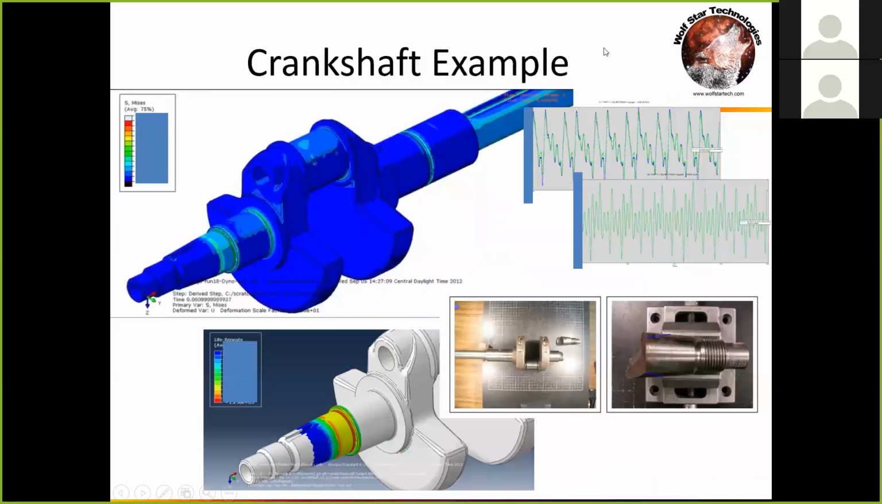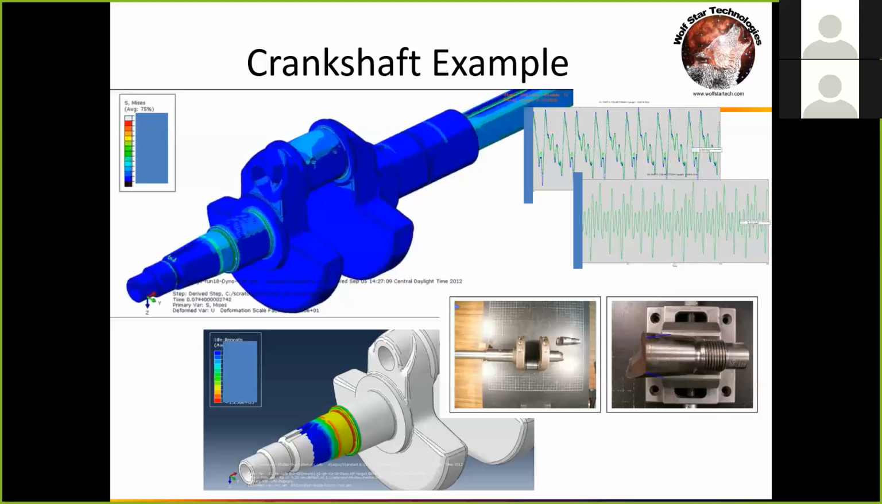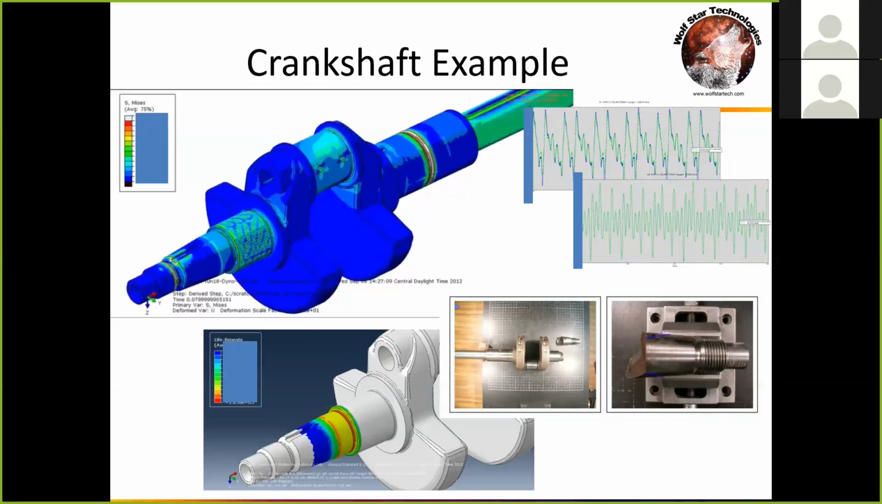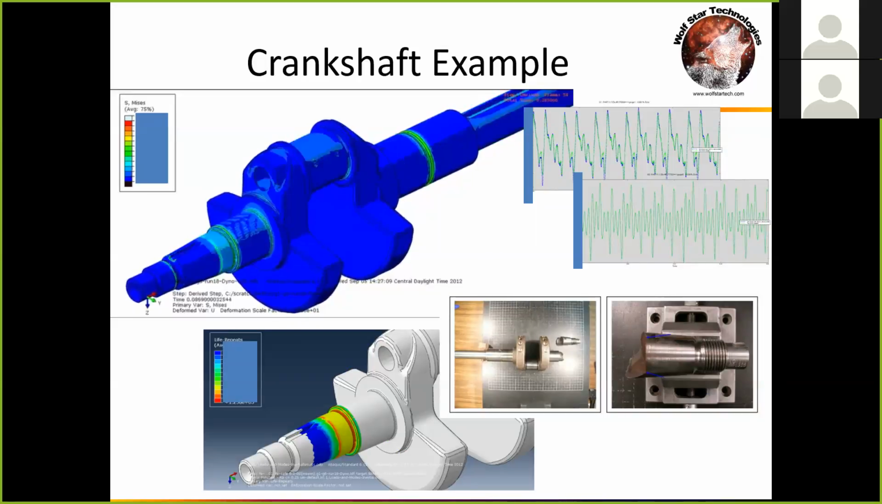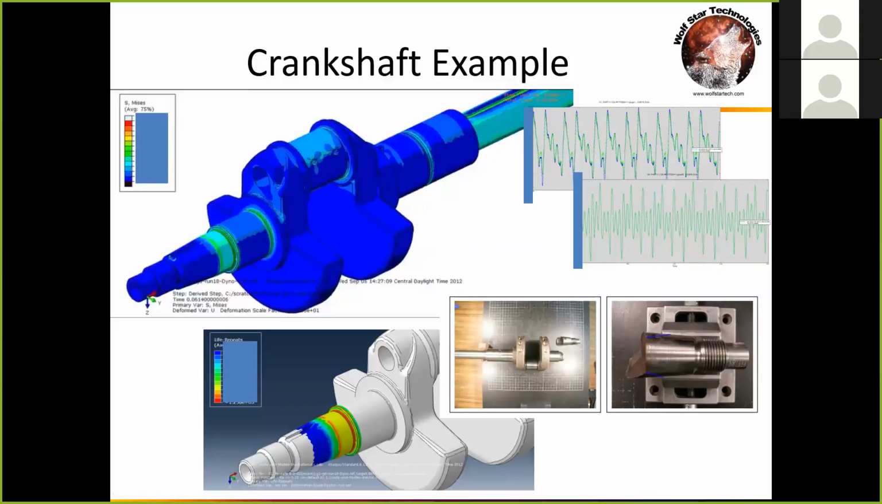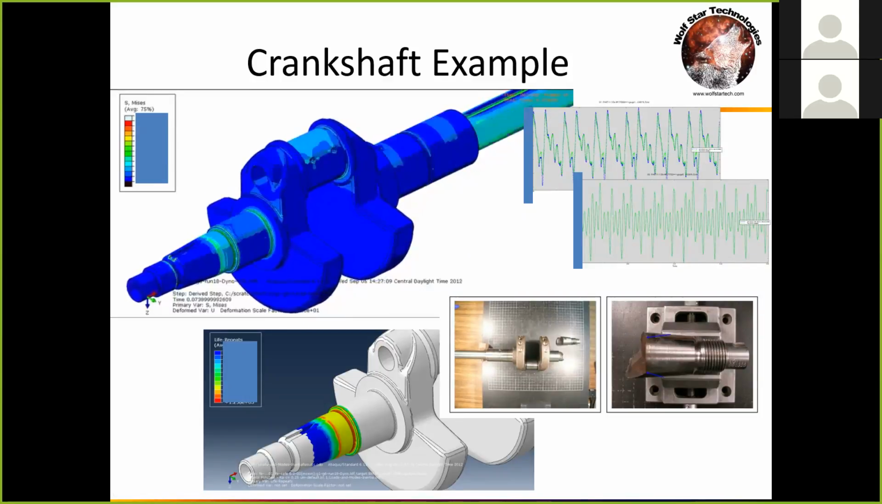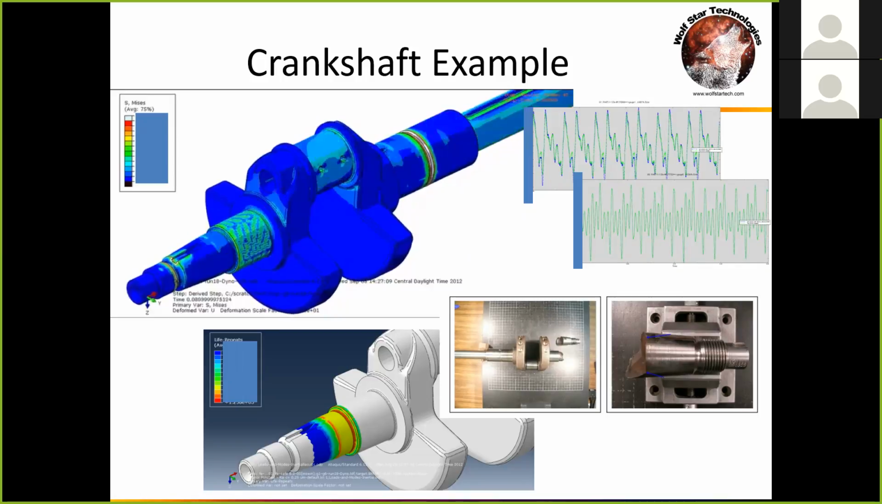Okay, next example here is a crankshaft on a small engine. So this company was having problems with this crankshaft. It was failing on their dyno. So they were actually cracking the flywheel end of the crankshaft on the dynamometers, and they couldn't understand what was going on. So they worked on this problem for a couple of years, and then I came and talked to them, and they said, "Can you help me out?"